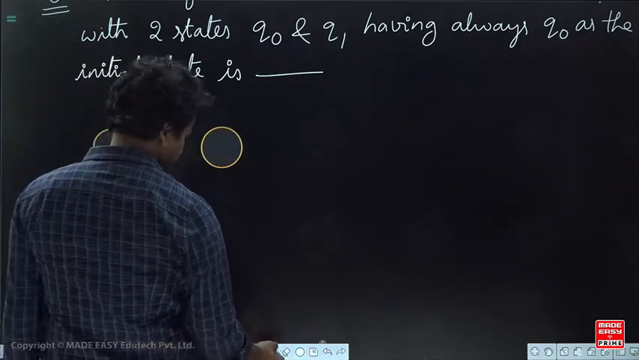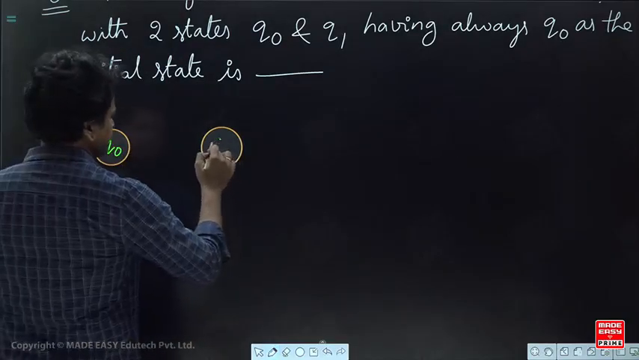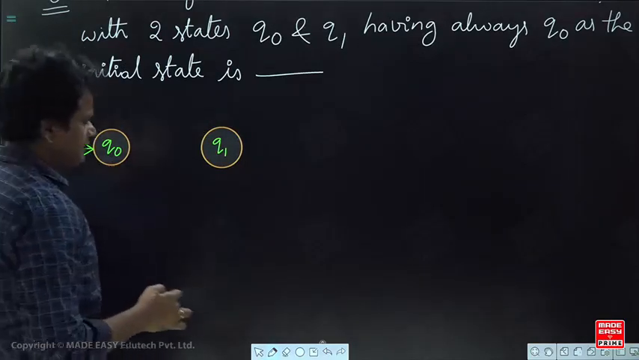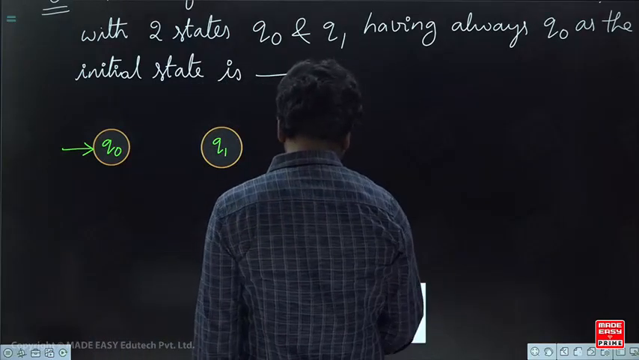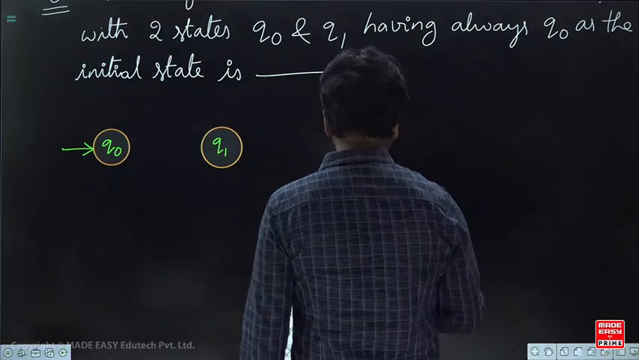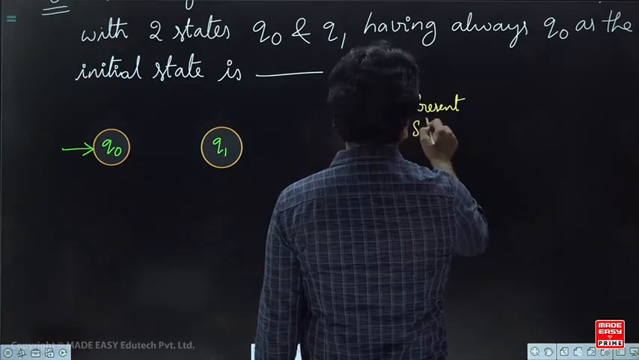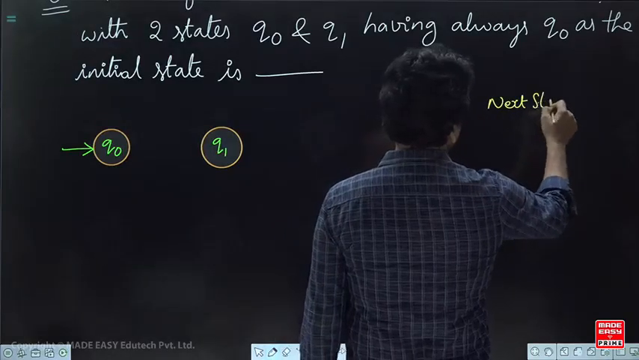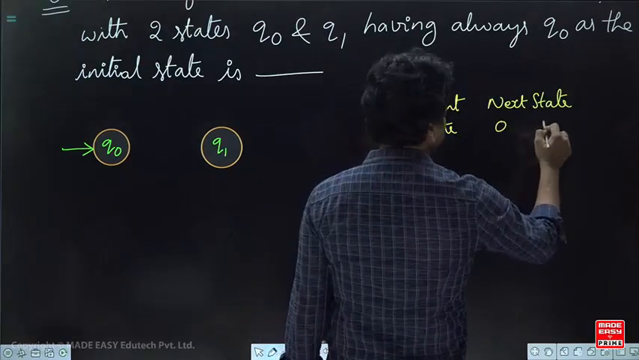Here Q naught is always initial. Okay, listen. So how many different DFAs can we construct? Present state, next state, zero and one.